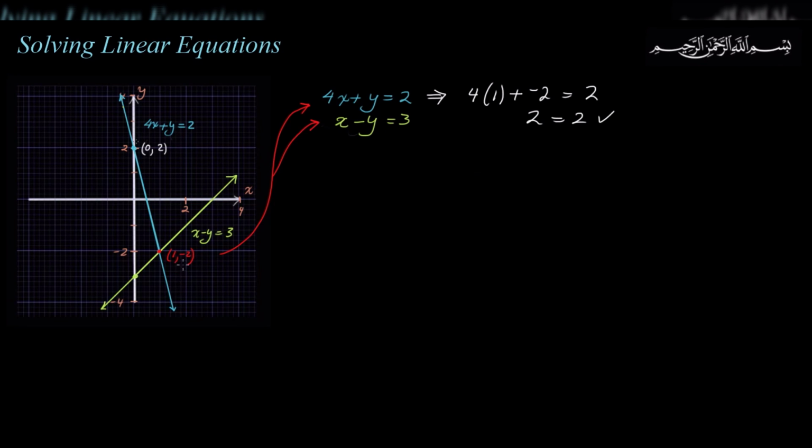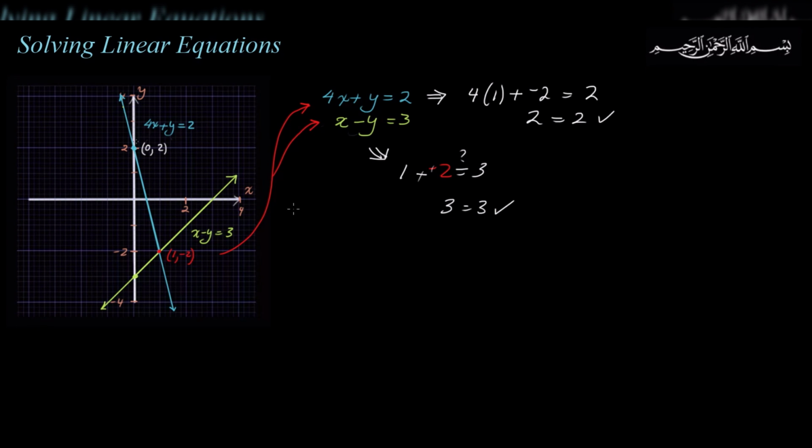And if I substitute that same ordered pair over here, x is 1, and be careful, there's a negative sign here. 1 minus -2. Does that equal 3? Well, minus a negative is plus, so 3 does indeed equal 3.